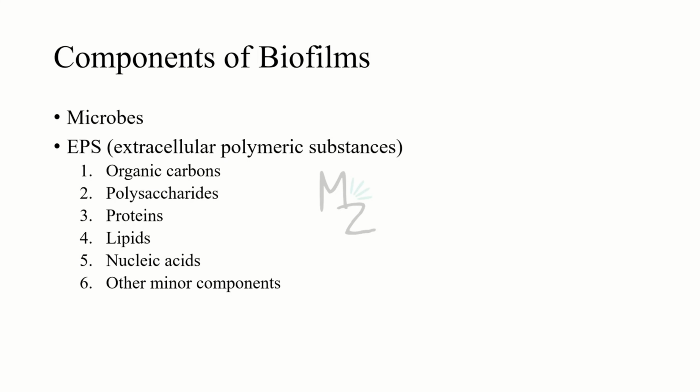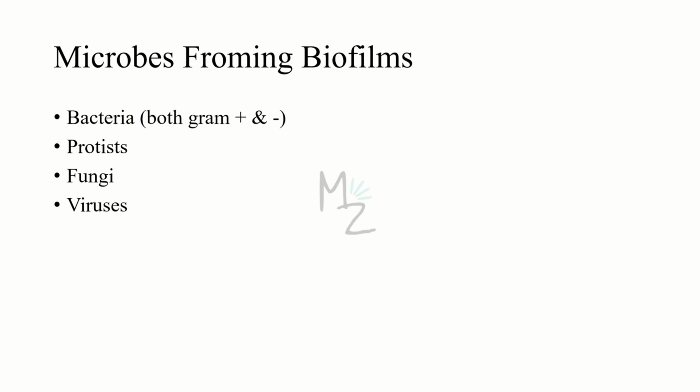Components of biofilms. A biofilm is made up of two components. Number one, microbes, and number two, the EPS, extracellular polymeric substances. EPS includes organic carbons, polysaccharides, these are the carbs, the carbohydrates, then proteins, lipids, nucleic acids, and other minor components. In microbes, we have bacteria, both gram-positive and gram-negative, protists, fungi, and viruses. These all are responsible for forming biofilm.